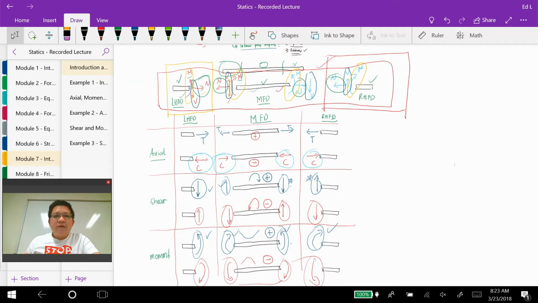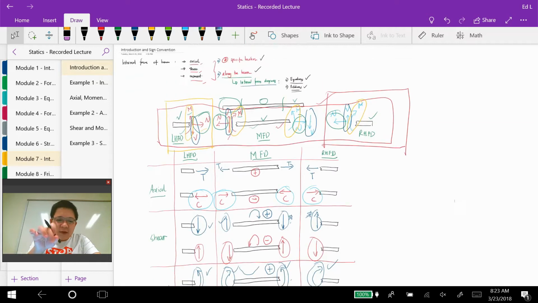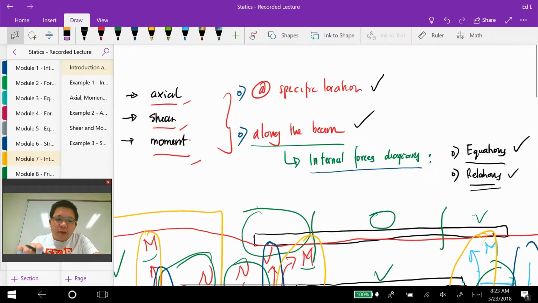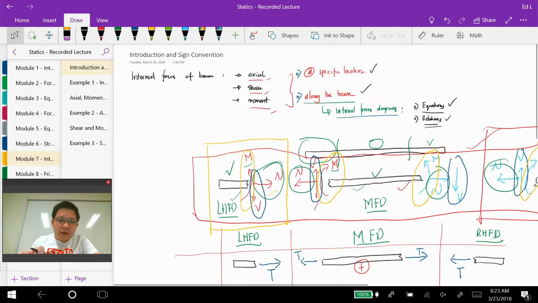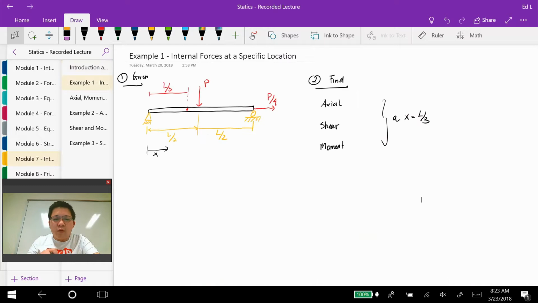Hi everyone, in the previous lectures we have discussed that one of the purposes of this module is to calculate the internal forces of a beam at a specific location. Let's start with a simple example, which is example 1 here.